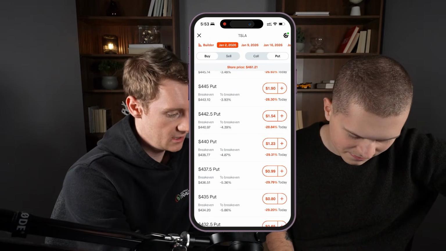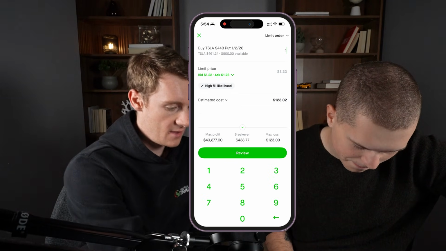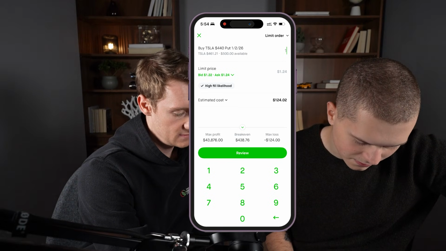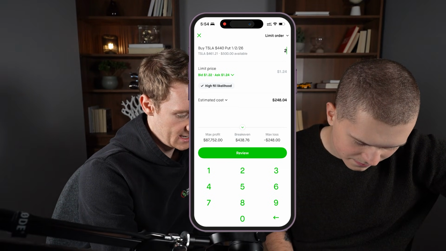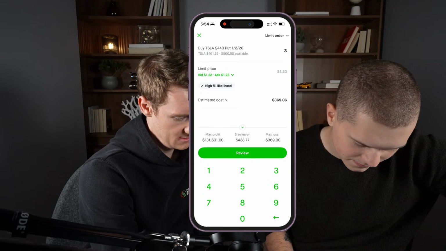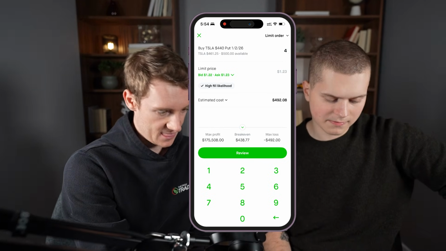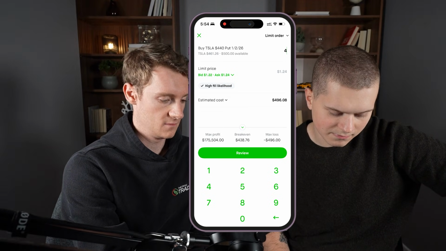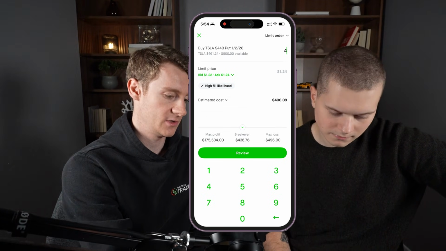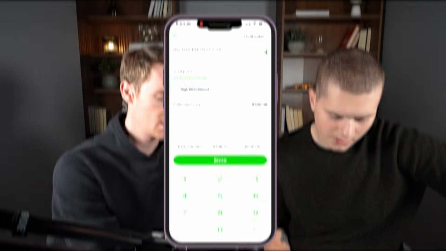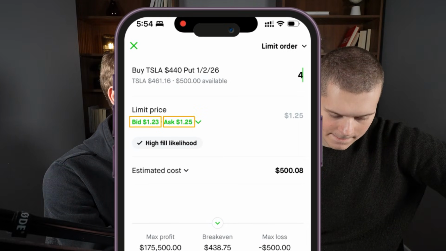Yep, you just click on there. And now how many can you buy? You can buy 2 contracts. We could buy, looks like maybe 4 contracts. Oh, that's perfect. These contracts are between 122 and 124. So you see how there's 2 prices? There's a bid and an ask.